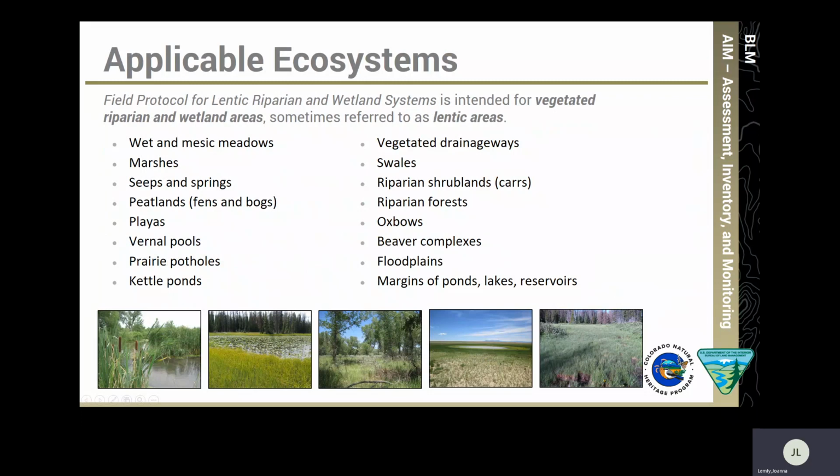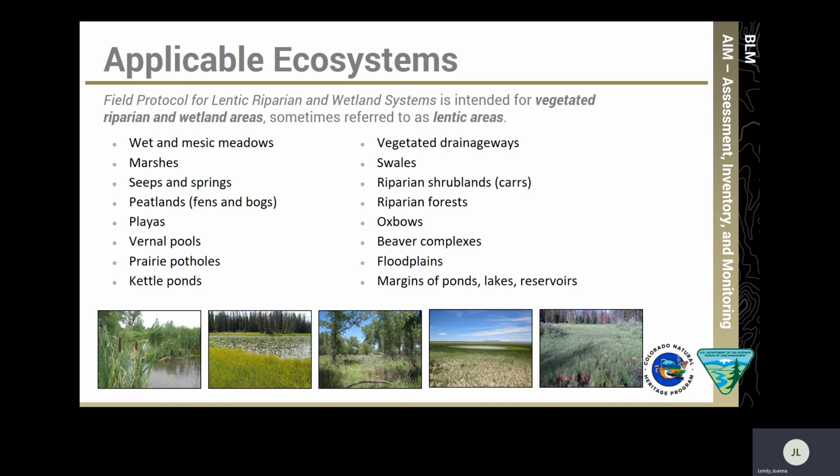The Field Protocol for Lentic, Riparian, and Wetland Systems is intended for vegetated riparian and wetland areas, which are sometimes referred to as lentic areas. These include wet and mesic meadows, marshes, seeps and springs, peatlands, including fens and bogs, playas, vernal pools, prairie potholes, kettle ponds, vegetated drainage ways, swales, riparian shrublands, sometimes called carrs, riparian forests, oxbows, floodplain complexes, floodplains in general, and margins of ponds, lakes, and reservoirs.